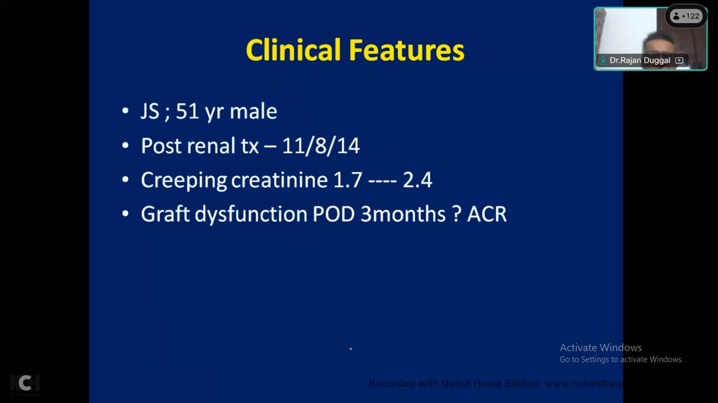A 51-year-old male. So this is a post-renal transplant, but no problems. I know that we are looking at native kidney biopsies, but what I want to highlight is that these diseases will be seen even in post-renal transplant cases. So post-renal transplant in 2014, there is creeping creatinine from 1.7 to 2.4. There is graft dysfunction. So three months post-transplant, this patient has come with a rise in serum creatinine from 1.7 to 2.4.